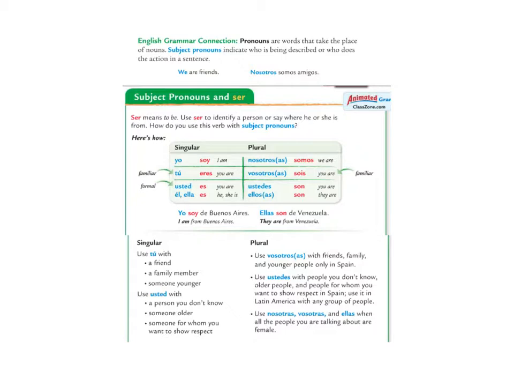Pronouns are words that take the place of nouns. Nouns are people, places, things, or ideas. Subject pronouns are basically the pronouns that are the subject of the sentence, and it indicates who is being described or who does the action in any given sentence. The verb ser means to be. So if you wanted to say in Spanish, I am, or you are, or he, she, or it is, this is the verb that you would use for now.